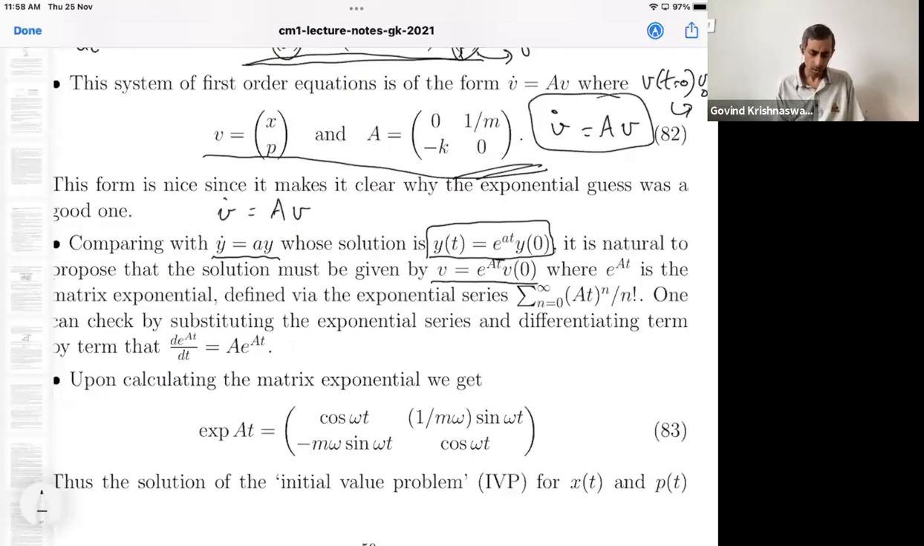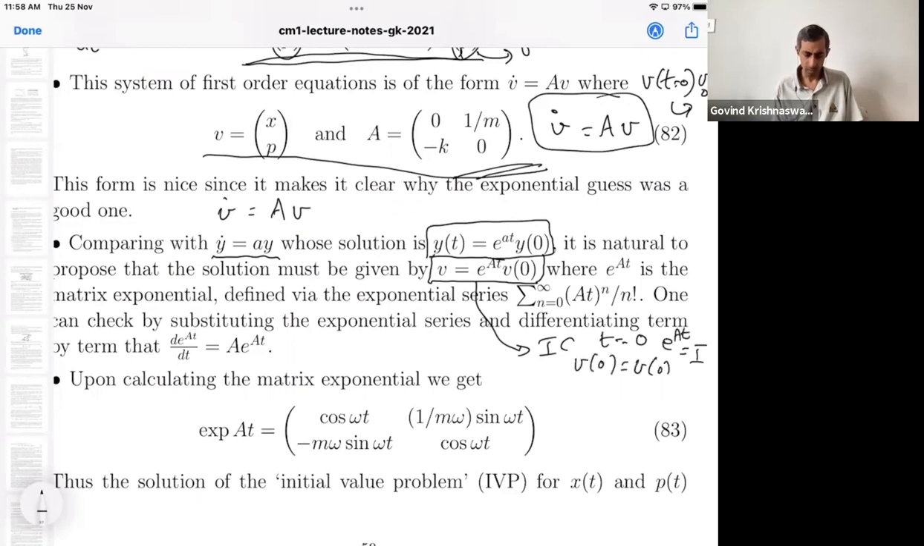So now it remains to check whether this proposal is correct or wrong. So two things need to be checked. One, the initial condition. And that is sort of obvious. If you put t equal to 0, then the e to the power of AT becomes e to the power of 0, which becomes identity. So V of 0 will be V of 0. So the initial condition is satisfied.